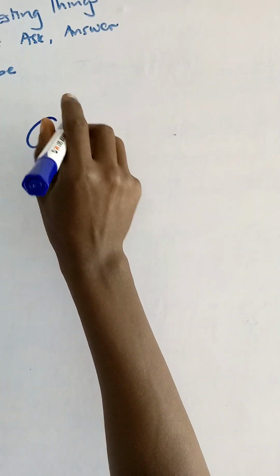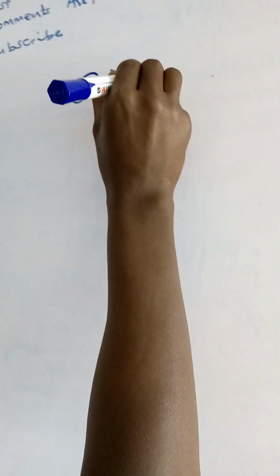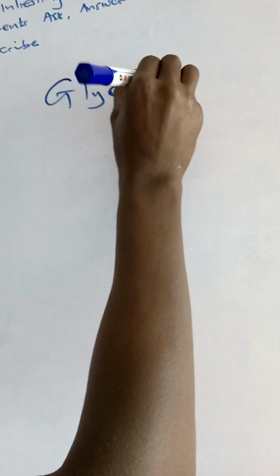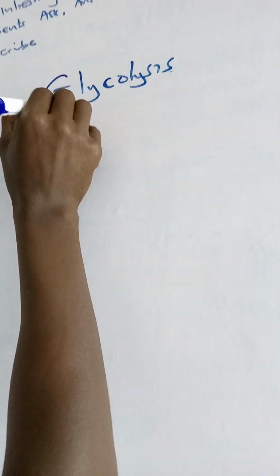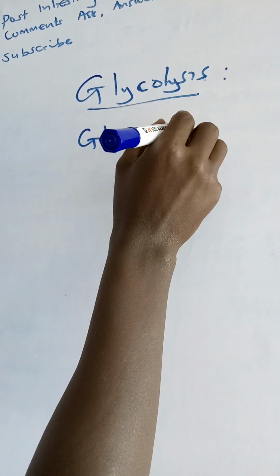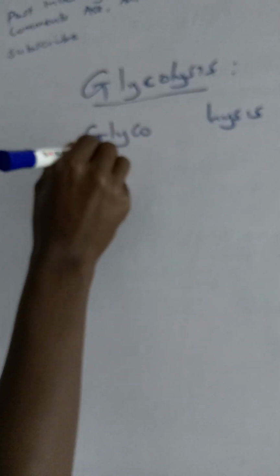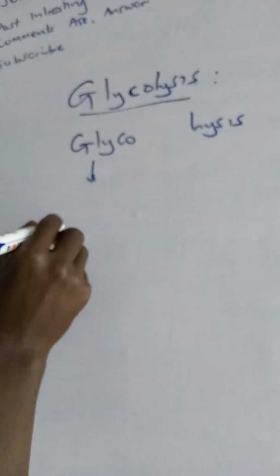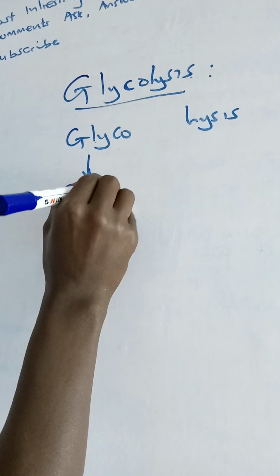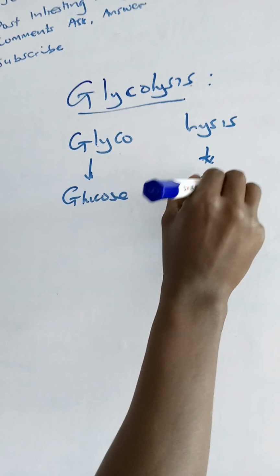In this topic, we're going to look at glycolysis. Glycolysis, we can split into two words: glycol and lysis. Glycol means glucose. Then lysis means breaking down.